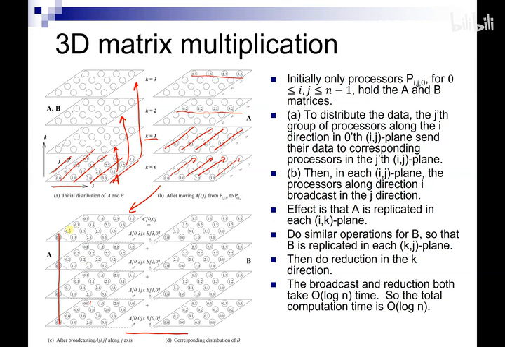And likewise, for the 1, 2 position, you're going to sum all of these 4 values. So you just take the corresponding ij position and you sum across all the k's. And the summing can be done by a reduction. So there are basically 3 communication steps. There's the send over here, there's a broadcast in this step, and then there's a reduction in the final step. And the broadcast and reduction can both be done in time log n.